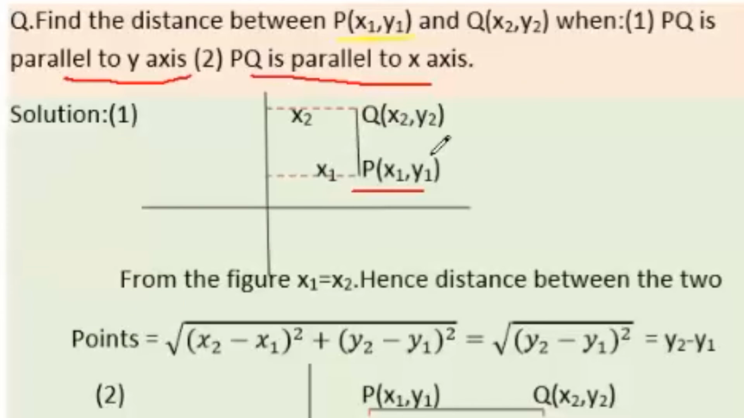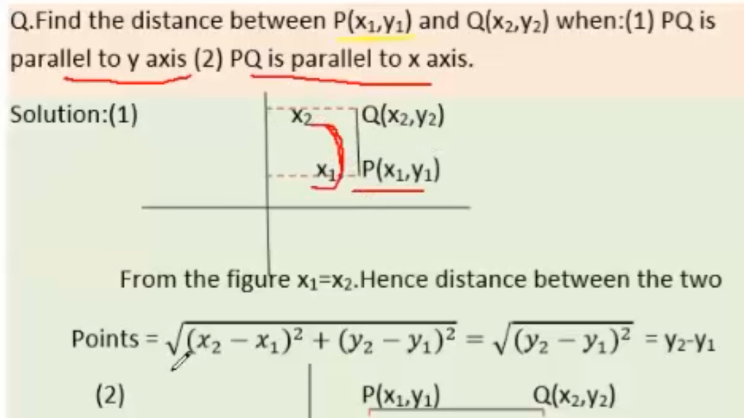Now in the first case it is given that PQ is parallel to y-axis. From the figure you can see that this line PQ is parallel to y-axis. Now if PQ is parallel to y-axis, that means the distance of P from y-axis is equal to the distance of Q from y-axis. These two distances are equal, therefore x1 becomes equal to x2. Since PQ is parallel to y-axis, the distances of P and Q from y-axis are same. That means x1 is equal to x2.